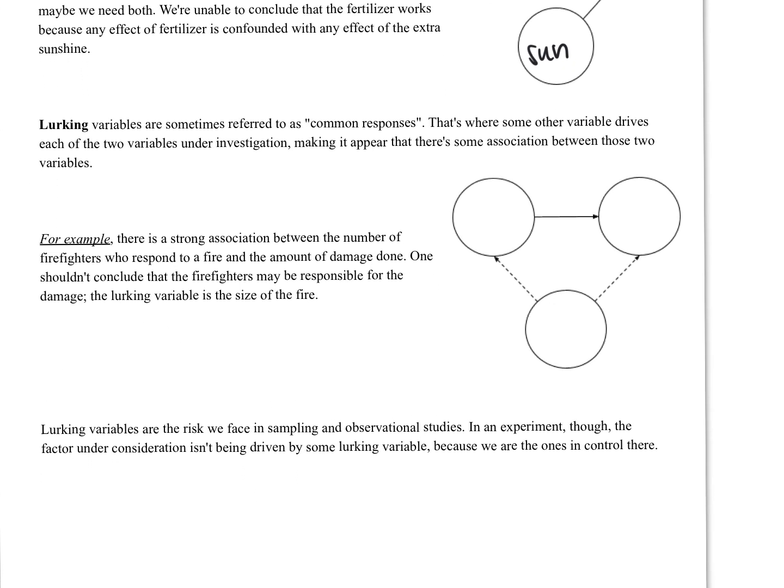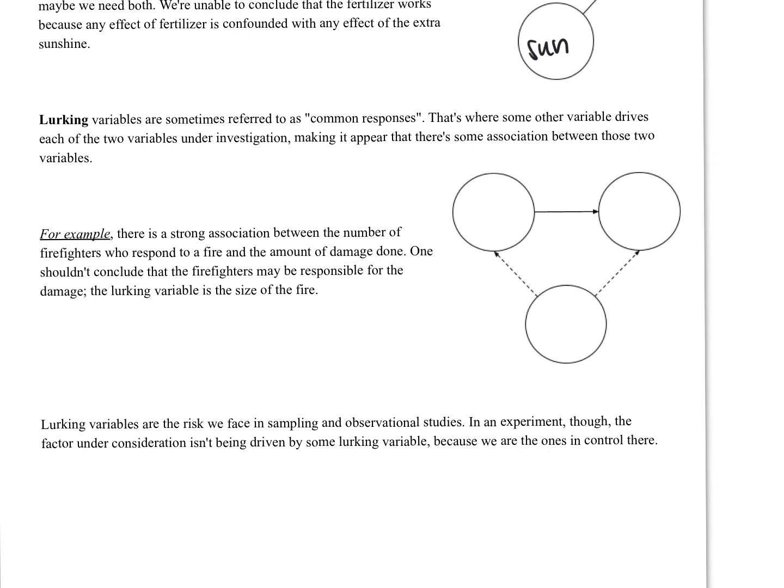Okay. Then we have lurking variables, which are sometimes referred to as common response. So that's where some other variable drives each of the 2 variables under investigation, making it appear that there's some association between those 2 variables. So for example, there's a strong association between the number of firefighters who respond to a fire and the amount of damage done. One shouldn't conclude that the firefighters may be responsible for the damage. The lurking variable is the size of the fire.